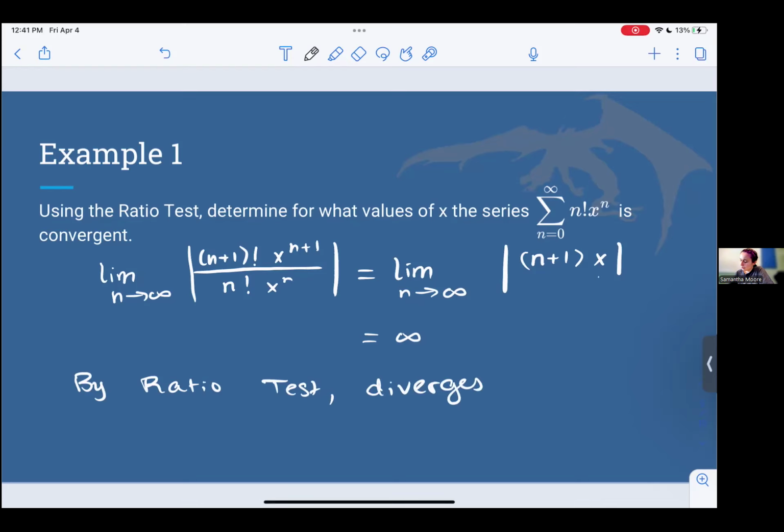And then going back a second, right, we need to remember this step worked when x wasn't 0. So we know our series is going to diverge specifically when x isn't 0, is what we've said so far. And then the question is, what happens when x equals 0?